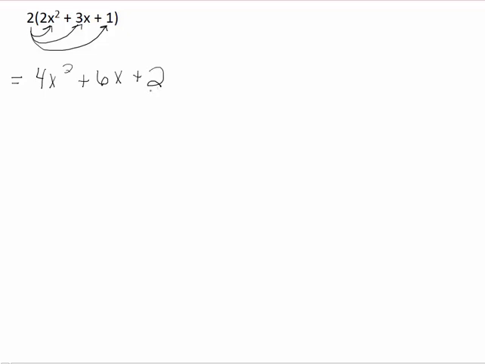6x plus 2. And again, that is in the most simplest form because we cannot combine an x squared with an x or with just a simple number. They're all separate terms, so we leave it as that.